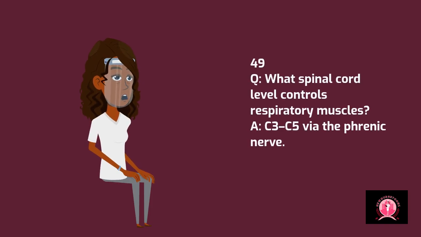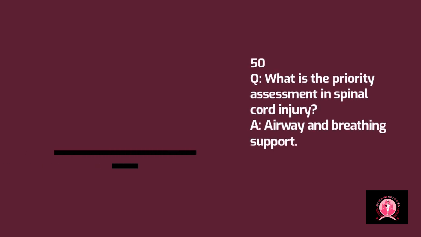49Q. What spinal cord level controls respiratory muscles? A. C3, C5 via the phrenic nerve. 50Q. What is the priority assessment in spinal cord injury? A. Airway and breathing support.